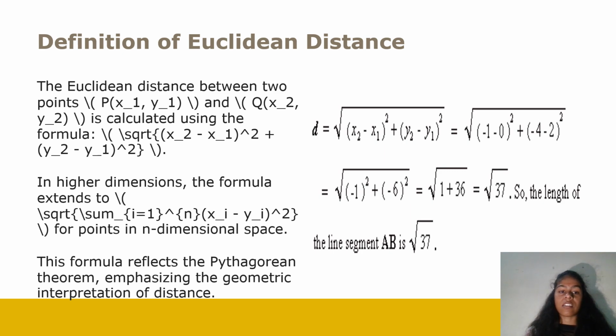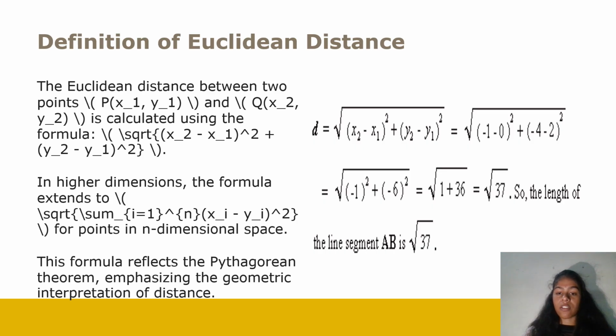Definition of Euclidean distance. The Euclidean distance between two points p of (x1, y1) and q of (x2, y2) is calculated using the formula: square root of (x2 minus x1) squared plus (y2 minus y1) squared. In higher dimensions, the formula extends to the square root of the sum from i equals 1 to n of (xi minus yi) squared. For points in n-dimensional space, this formula reflects the Pythagoras theorem, emphasizing the geometric interpretation of distance.